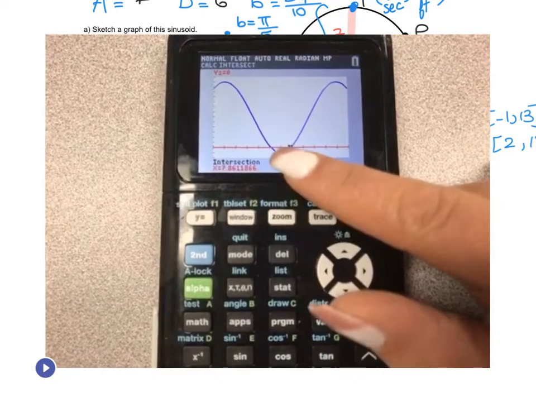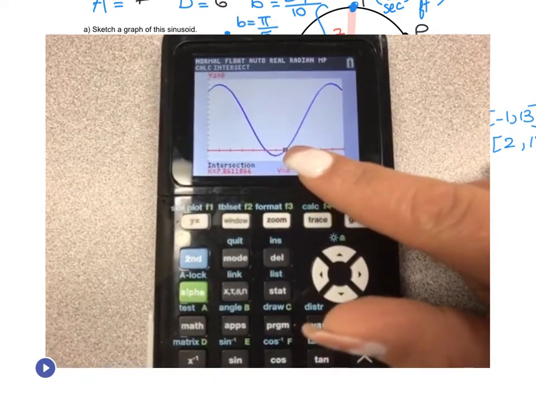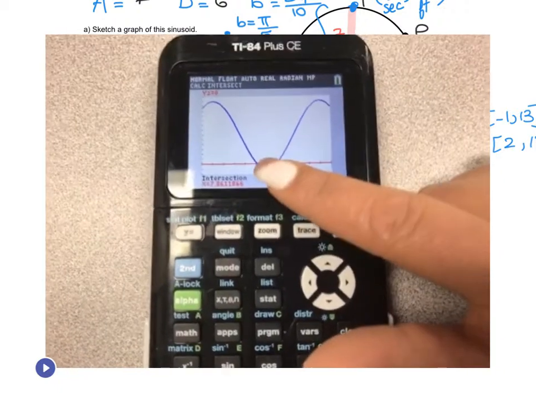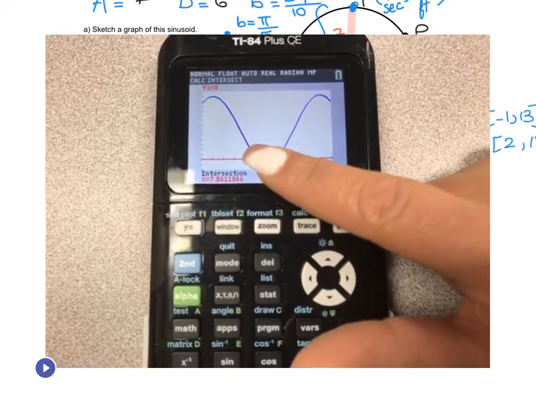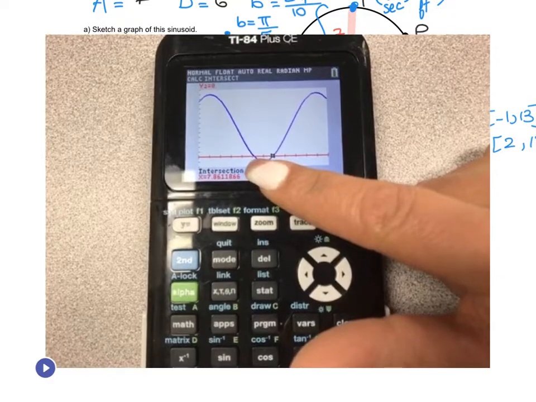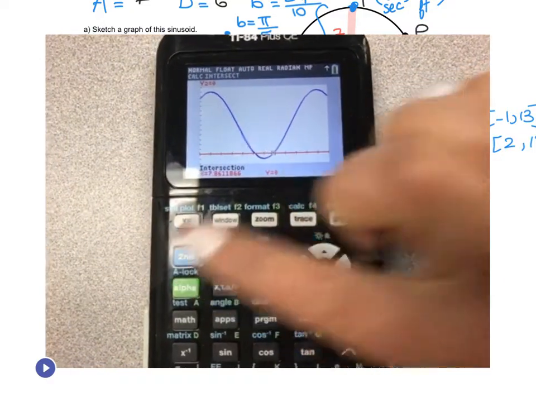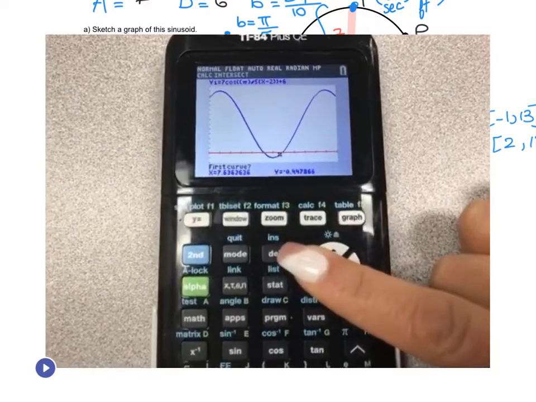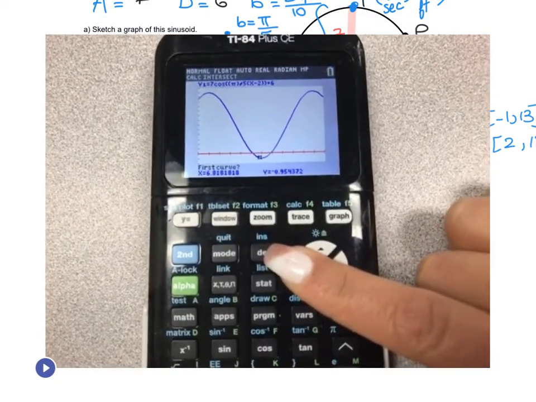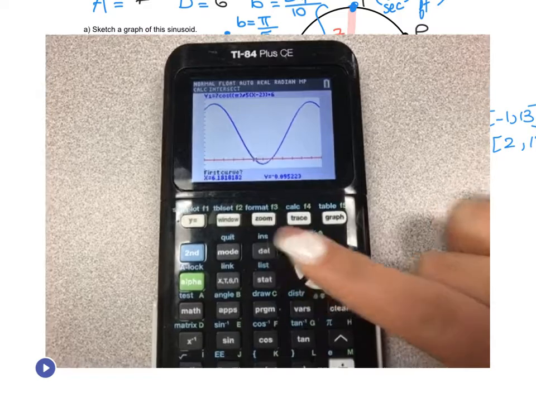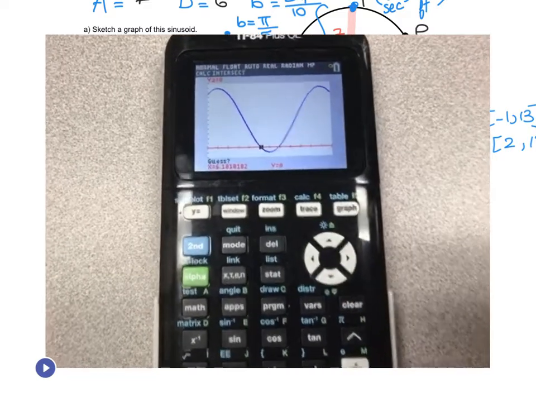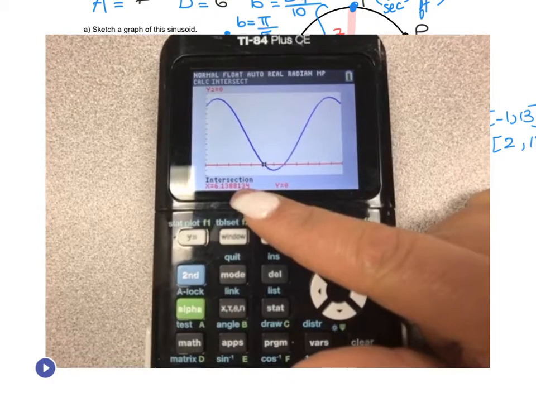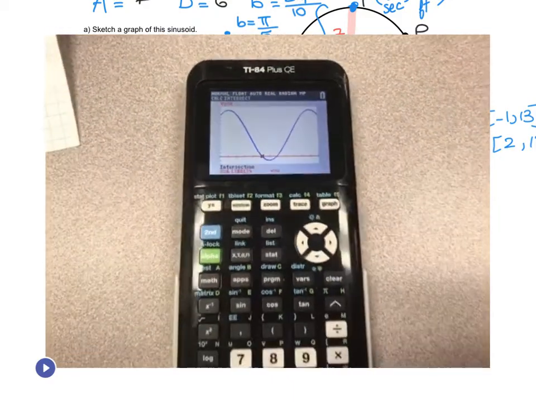This is when it first reaches the water after it dips in. That's going to be 7.86 seconds. So when it first reaches the water, when it's up there and then goes down, if you want to find that, you can also do second trace, 5, move the cursor where you think this point of intersection is going to be. And that's going to be 6.13 or 14 seconds. Okay, so that's how you do it on the calculator.